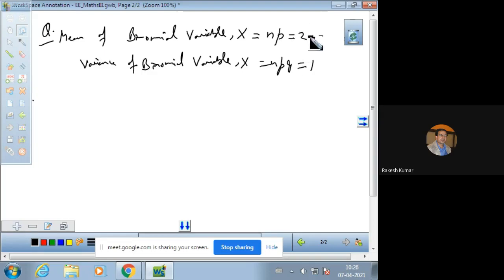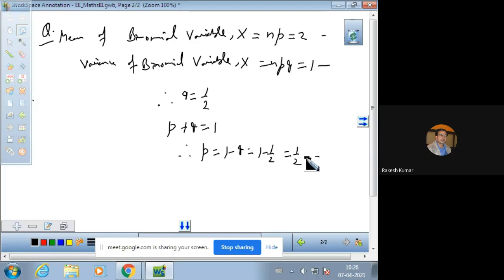So for this, divide this equation by this, you will get q is equal to 1 by 2. We also know that p plus q is 1. So therefore p will also come out to be 1 minus 1 by 2, that is 1 by 2. And we can also find out np is 2, and you can substitute the value of p and find out n, that is 4. So the number of trials are 4.